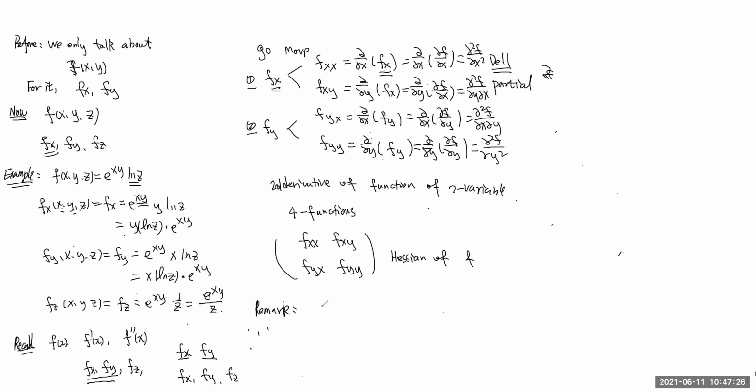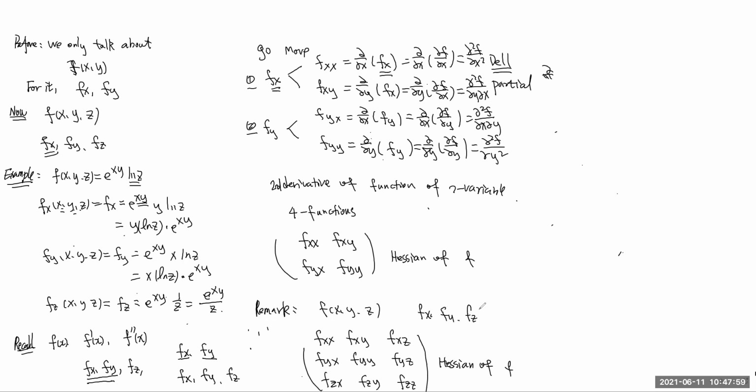So let's go more. If we have function f(x, y, z), by the same method, we can define fxx, fxy, fxz, fyx, fyy, fyz, fzx, fzy, fzz. You get 9 functions. You put them together, and this is also called the Hessian of f. Right here we have fx, fy, fz. I just give a name. This is called the gradient of f.